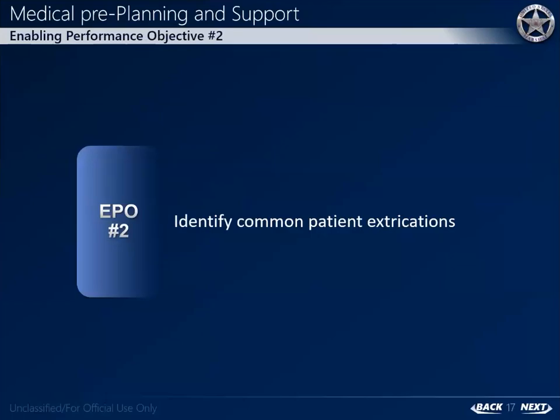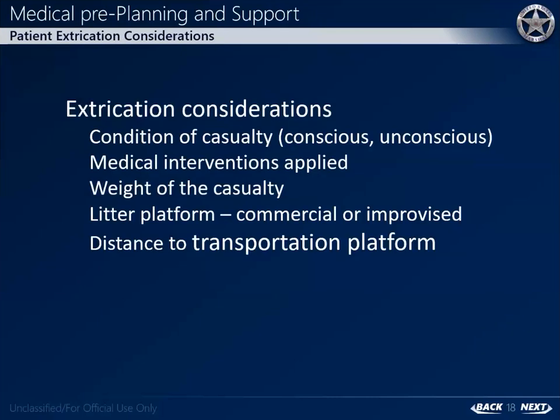EPO number 2, identify common patient extrications. When moving a casualty under emergent conditions, care and consideration should be given regarding the condition of the casualty, medical interventions applied, size and weight of the casualty, and if a litter system is going to be used, how far do we need to move the casualty?